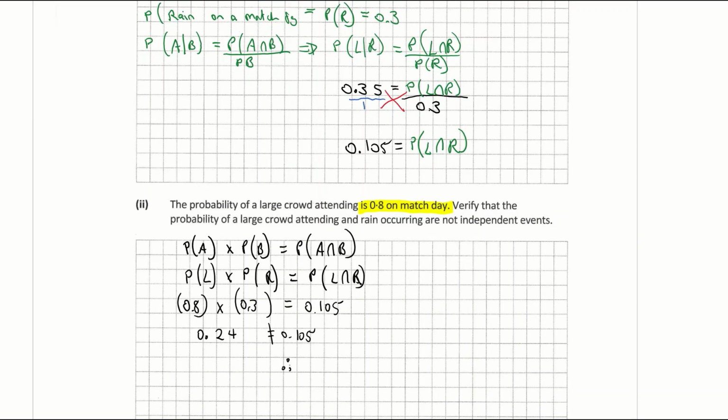So therefore, since they are not equal, they are not independent. And that's what the question asks us to do: show that they are not independent events. And that is part 2.